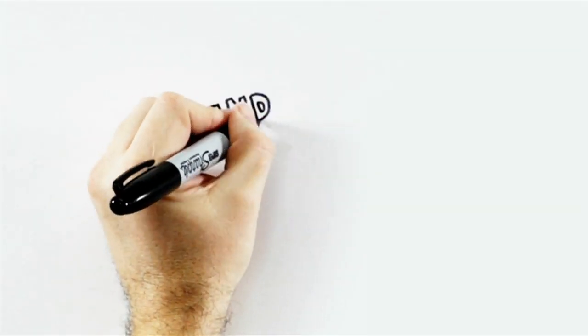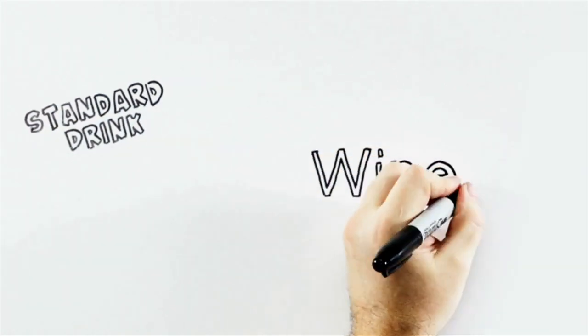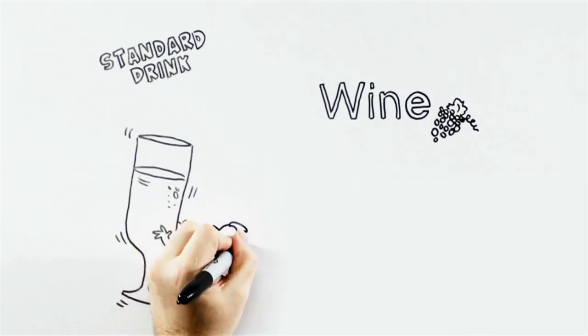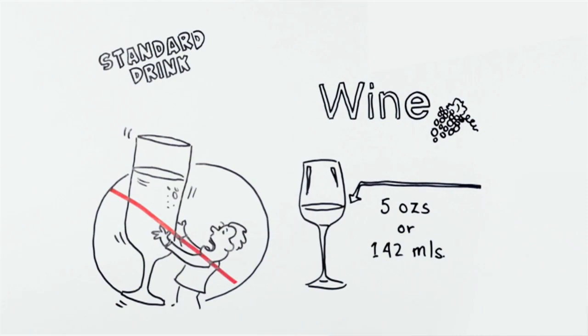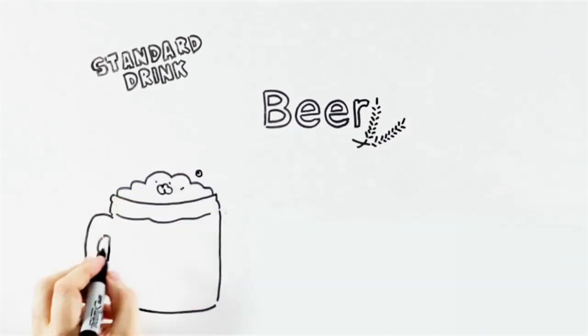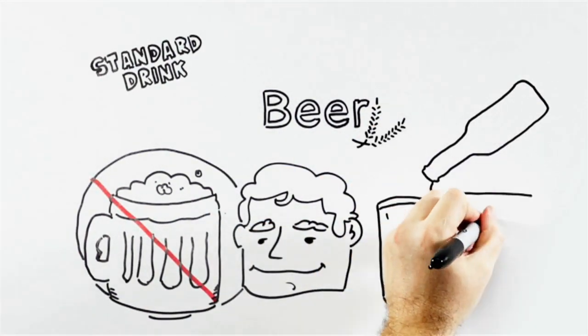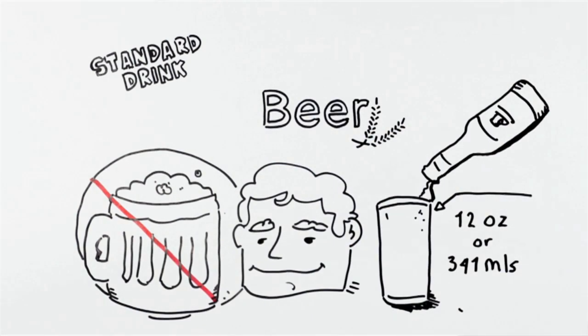When we talk about a standard-sized glass of wine, we don't mean that large glass that can fit an entire bottle. What we do mean is 5 ounces, or 142 milliliters of wine, which is a standard drink. What about beer? Is it that keg-sized draft beer that's as big as your head? A standard drink of beer is 12 ounces, or 341 mils, which is found in a typical bottle of beer.